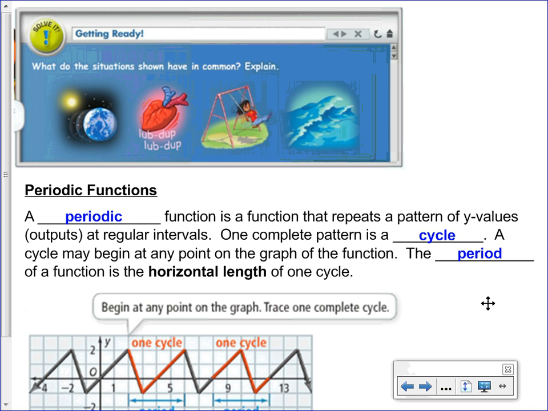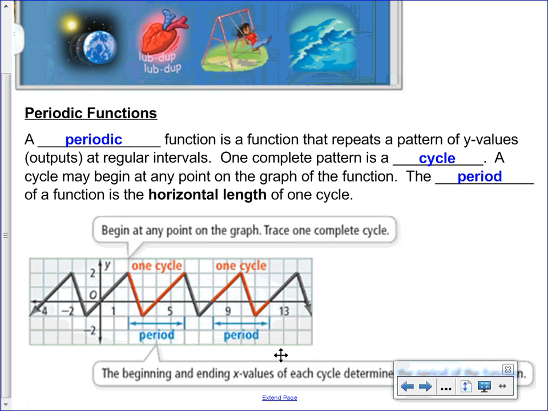Now, on your homework or on your sheet, it's going to say graph either one cycle or two cycles. For our purposes, just graph one period, one cycle. By a cycle, I mean just one start to finish area. So, for example, in this one, you can start up here at 2, and one cycle will be where it goes back up to 2. So that's one period long.